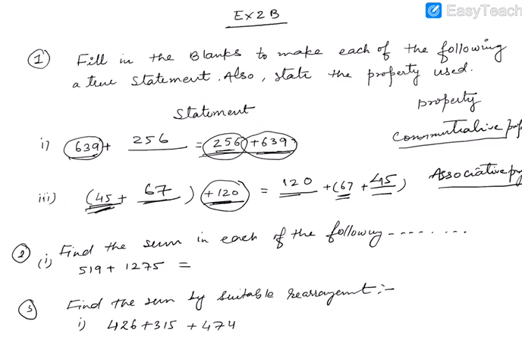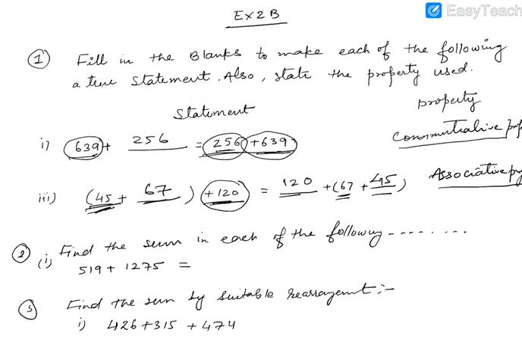In the second question: find the sum in each of the following and check by reversing the order of the addends. Are both sums equal? If yes, then which property of addition do they show? So we have to add, then we'll change their sequence, then add again. If the answer comes the same, then we have to write which property.